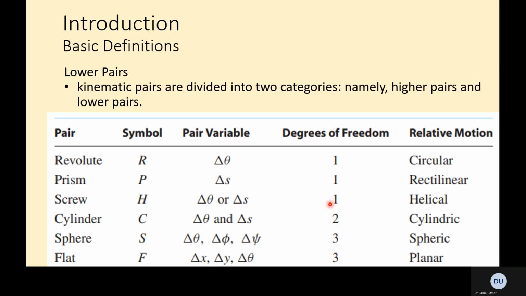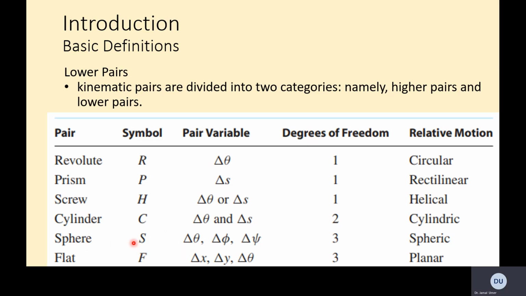The important thing which I suggest you remember is, let's say if it's a screw pair, it has these two variables, but they are dependent on each other. So that's why we can just use one of them, and it has 1 degree of freedom and the relative motion is helical basically. And when we say, for example, the cylinder, it has the same parameters, but both are independent and it has 2 degrees of freedom.